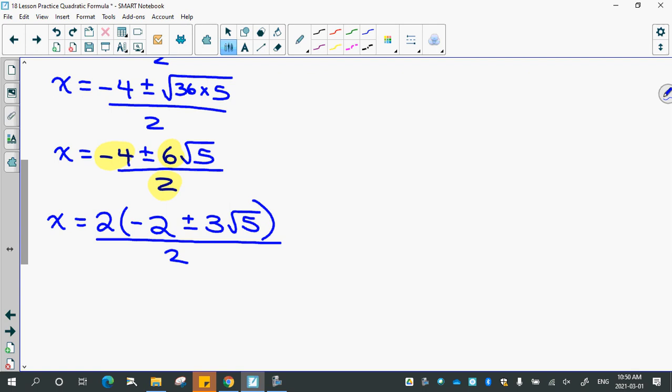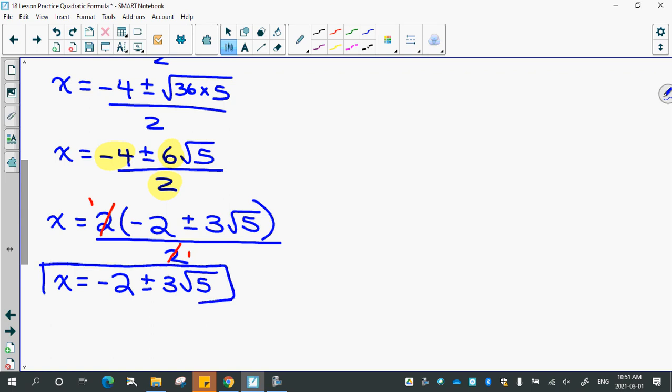So now, 2 divided by 2 is 1. These just cancel out, give me 1. Okay, 2 divided by 2 is 1. So my final answer in simplest form would be x equals -2 plus or minus 3 root 5. And then that's really two solutions, -2 plus 3 root 5 and -2 minus 3 root 5. Okay?